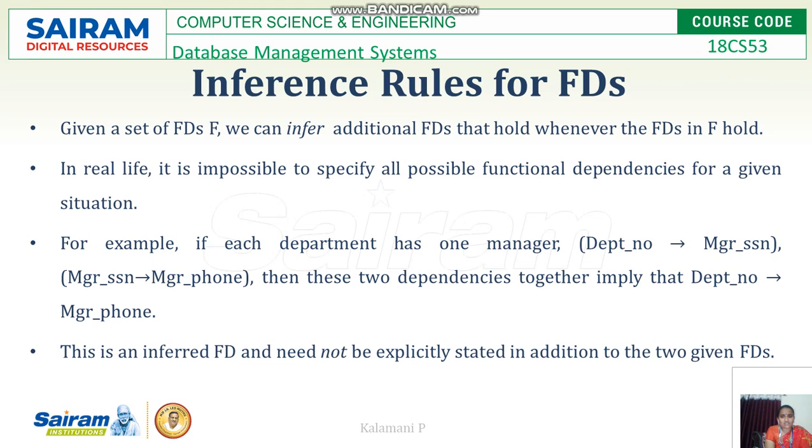First, we have already discussed what is meant by functional dependency and the different types of functional dependency in the previous class. For example, if each department has one manager, the department number defines manager SSN, and manager SSN defines manager phone, then these two dependencies together imply that department number defines manager phone. We have seen this in the transitive dependency. So the new dependency, department number defines manager phone, is inferred from the other two dependencies. That is what we are going to see with the inference rules.